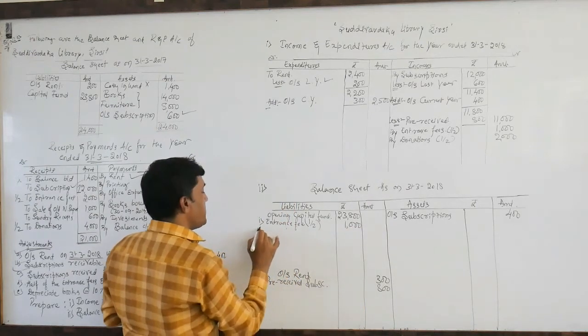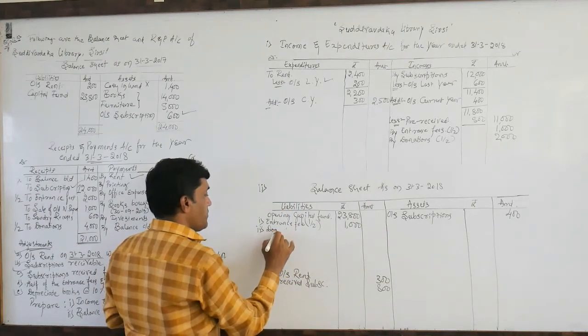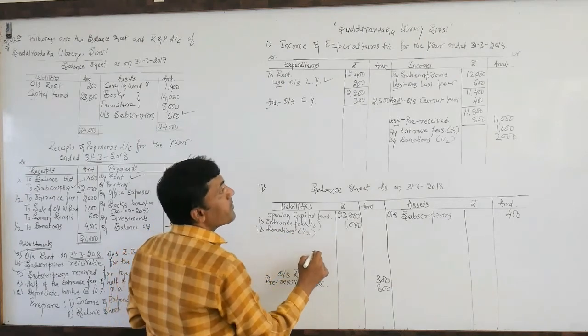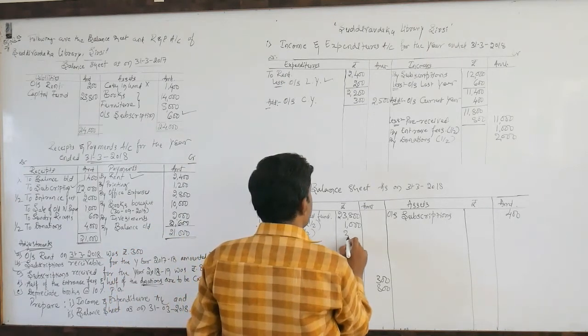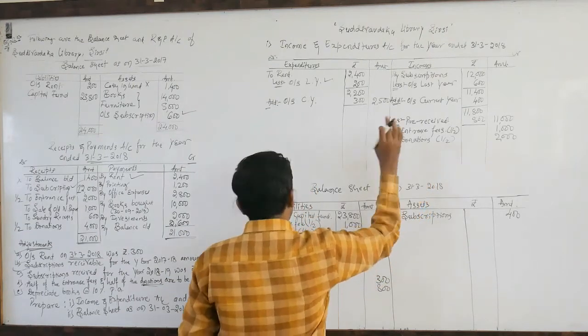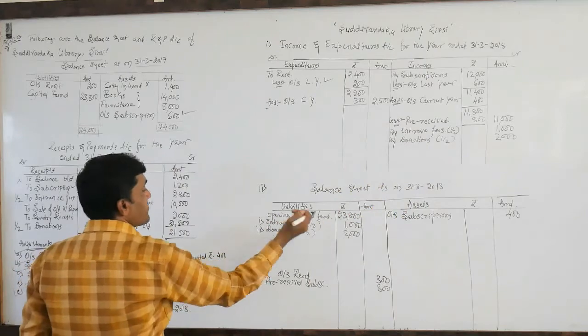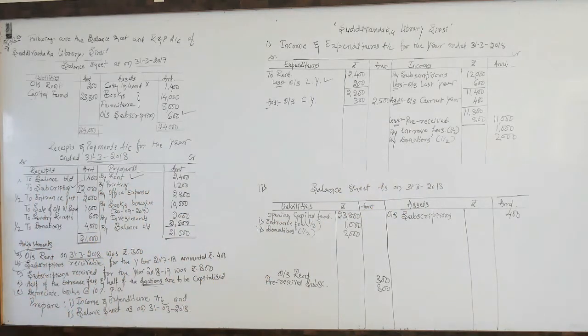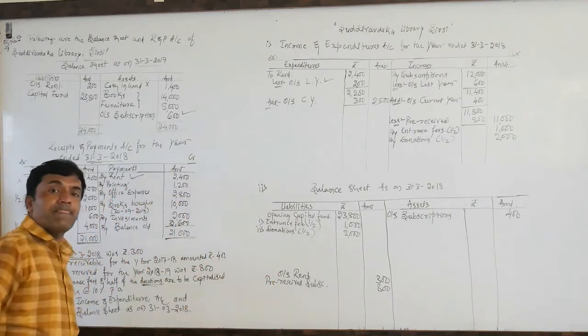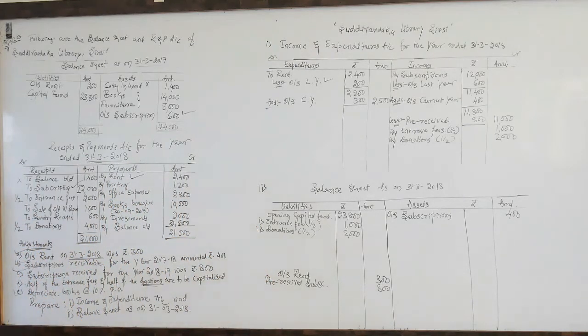Then the second one is donations. That is also 50%. 2000. 50% here we have shown on the income side of the income and expenditure. So the rest of the 50% we have shown under the head capital fund on the liability side of the balance sheet. So now we have completed the fourth adjustment.